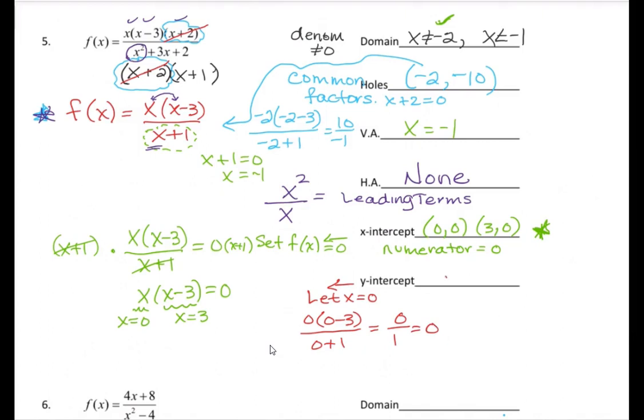So my y-intercept is located at 0. I'm sorry, I don't know where the 1 came from. At (0, 0). I was thinking about that 1 there. But we got 0 when we plugged in 0, so my y-intercept is (0, 0).